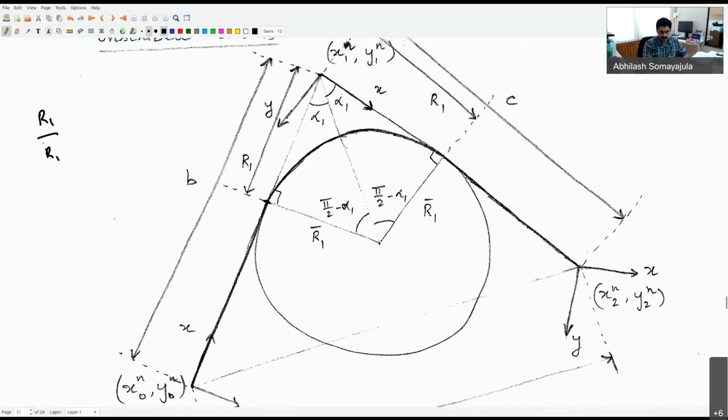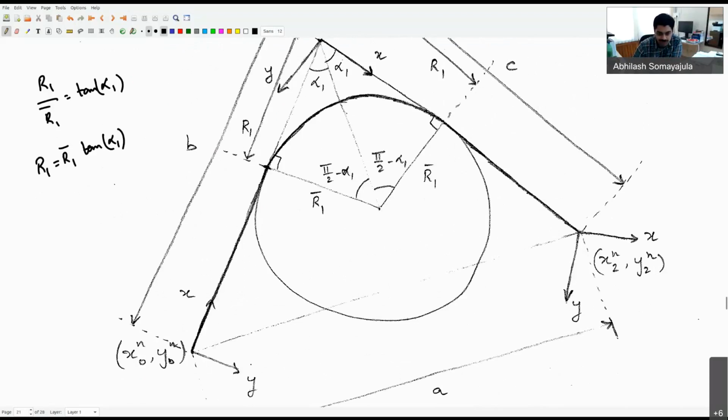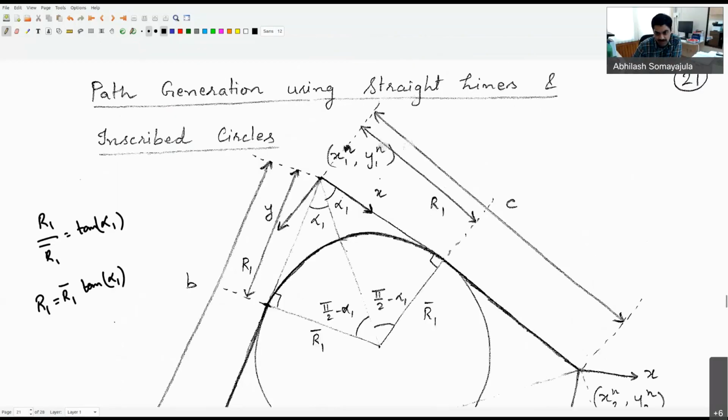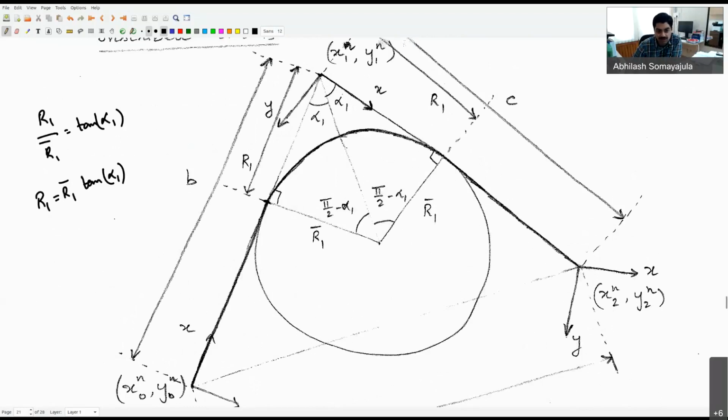R1 by R1 bar will be tan alpha 1. So R1 is R1 bar tan alpha 1. And that alpha 1 angle you can figure out because you know what the location of the three waypoints is. So you essentially know the three coordinates of the triangle formed by x0, y0, x1, y1 and x2, y2. So you can apply a cosine law and figure out what that angle is precisely, because the side distances are known. I'm not really going into the math here. I just want to make sure you understand the concept behind it.